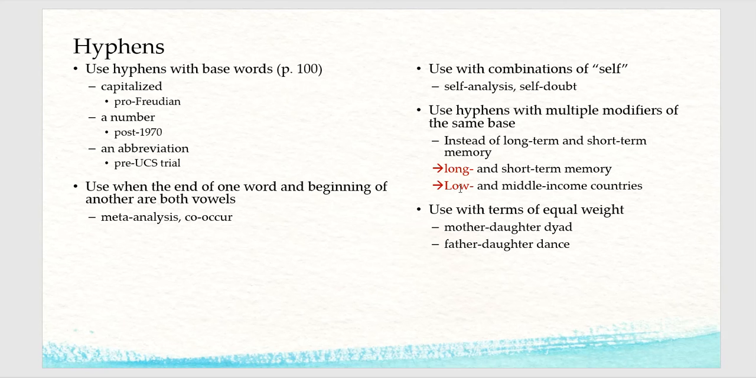Here's one that I see frequently in the papers, low and middle income countries. So instead of saying low income and middle income, we're going to use the hyphen to take the place of income. The other place we use hyphens is with terms of equal weight, like mother-daughter dyad or father-daughter dance.